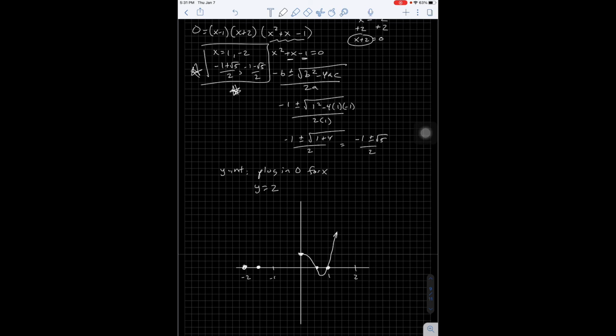And this y-intercept is probably not a maximum, so let's draw it this way. It's kind of a wonky drawing, but you get the idea. That's roughly right. Okay, and that's how you do a graph.